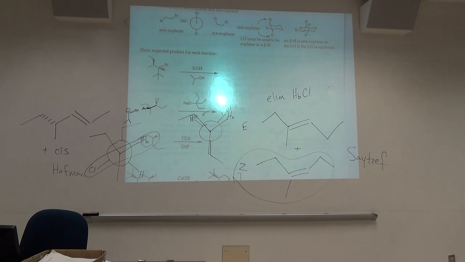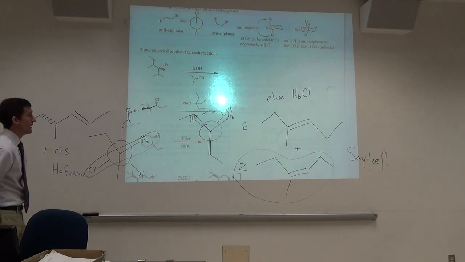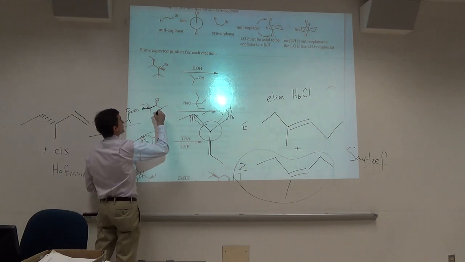Questions about that? What if this had asked you to show the Hofmann product? Which one would you have shown? It would have been the less substituted alkene. You would have to choose between trans or cis. Would it be cis or trans? I'm going to draw this back.